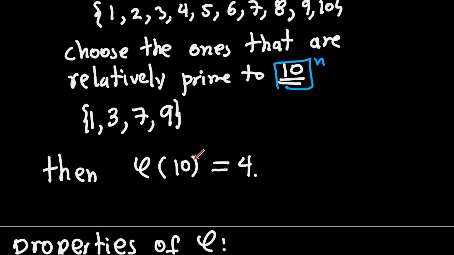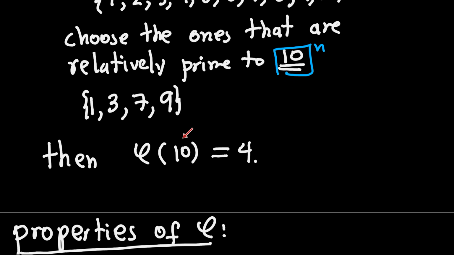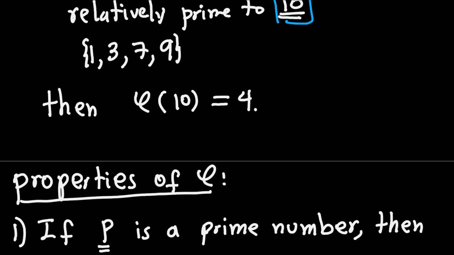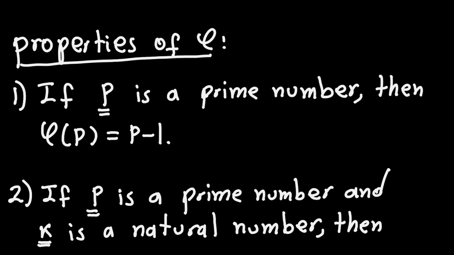So phi of n is a counting function. It's counting how many natural numbers less than or equal to 10 are relatively prime to 10. As you can see, if you increase the number, it becomes a little bit tedious to use this definition. So there are some properties that will help us do computations faster in particular cases. If you have a prime number p, you can easily compute phi of it: it's just p minus 1. Of course, you have to know that p is a prime number.